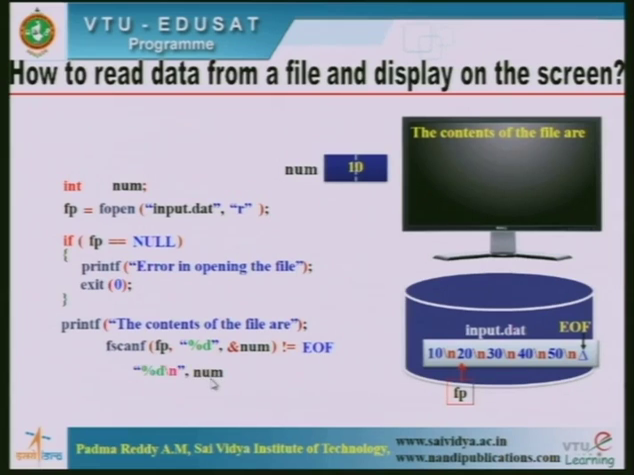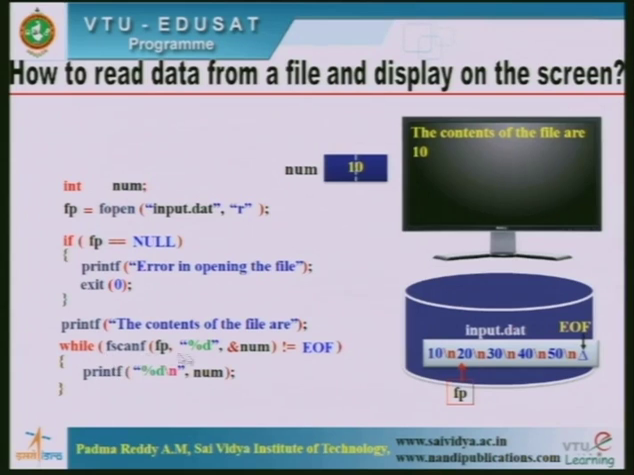Let us write num onto the screen. For that, what function do we have to use? printf. So if I say print num, num is read from the memory and that is displayed onto the screen. So the whole process has to be repeated. So I write while fscanf fp and ampersand not equal to end of file, print it. Let me enclose this printf within the braces.